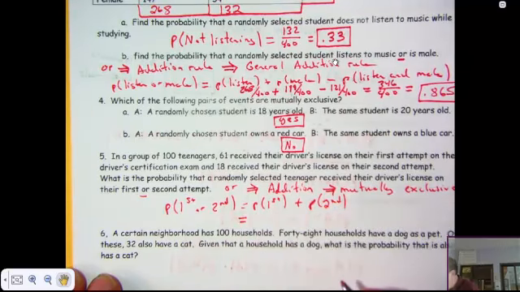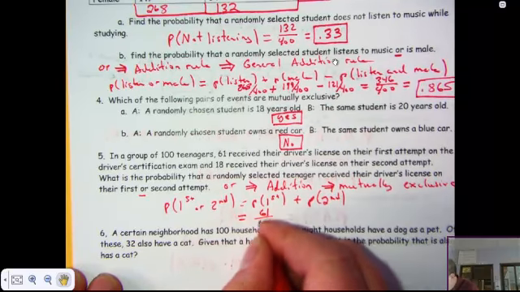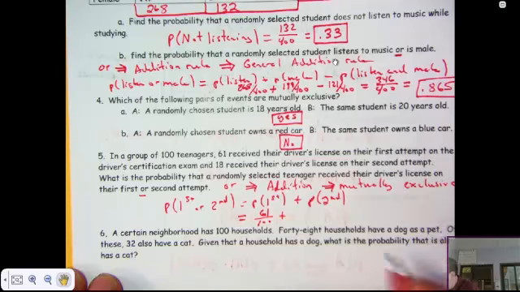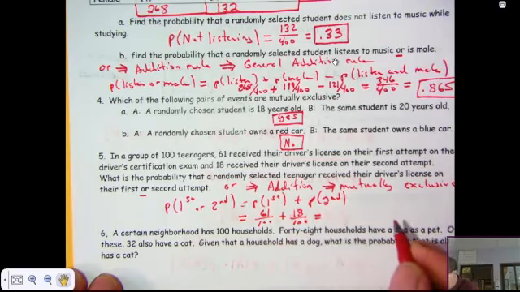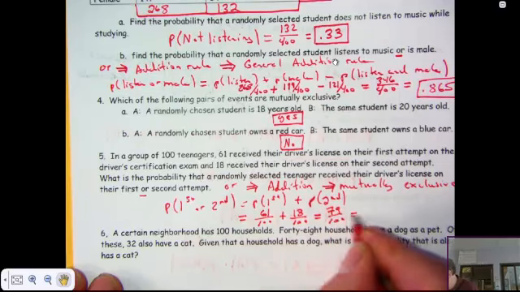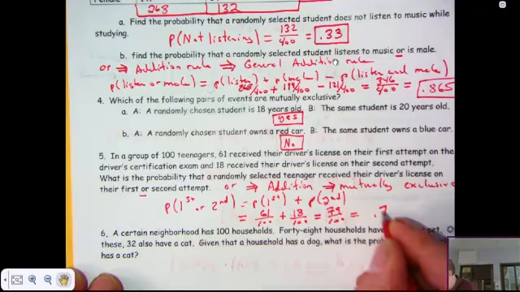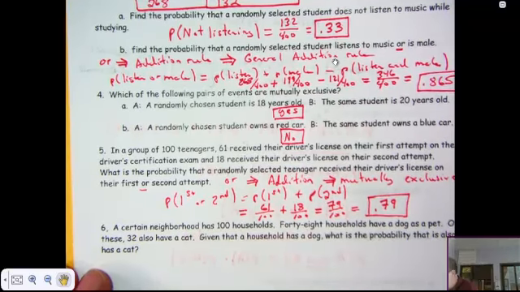So what's the probability again on the first try? 61 out of 100. Second try would be 18 out of 100. So that would be 79 out of 100. And that makes it very easy. The answer is 0.79.